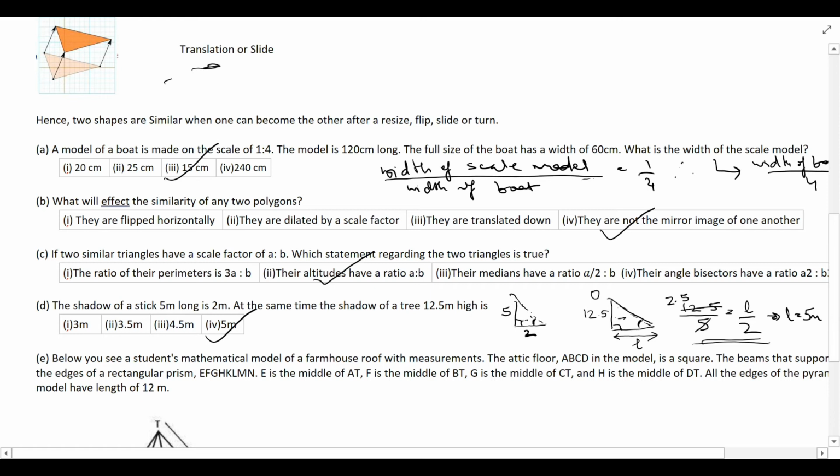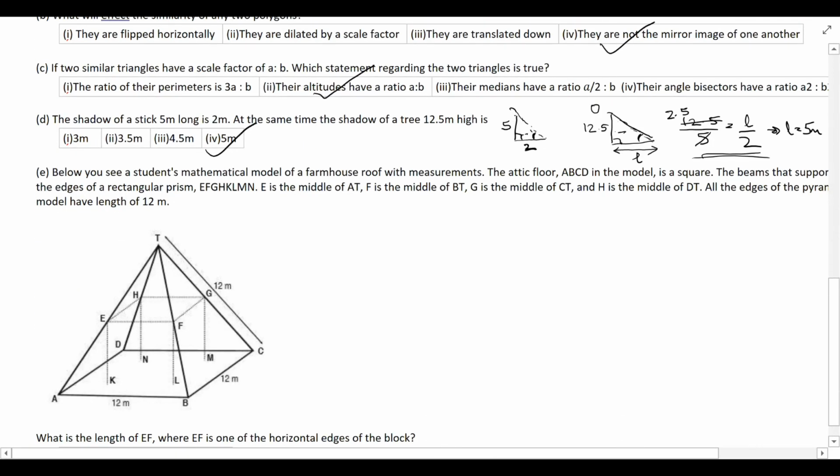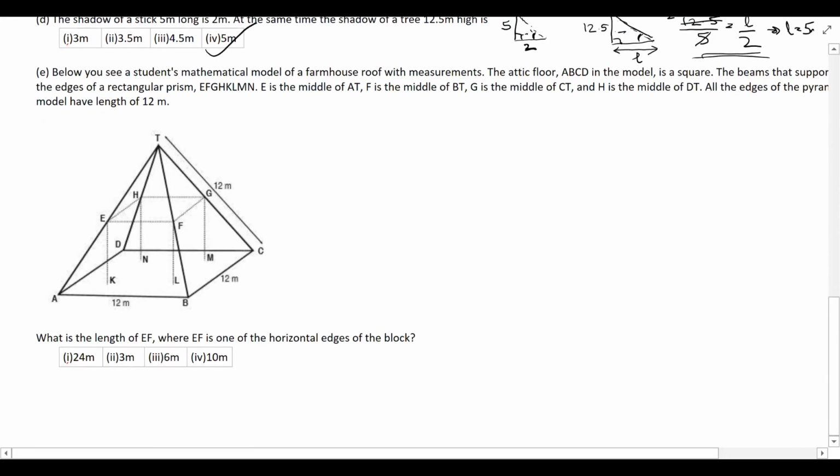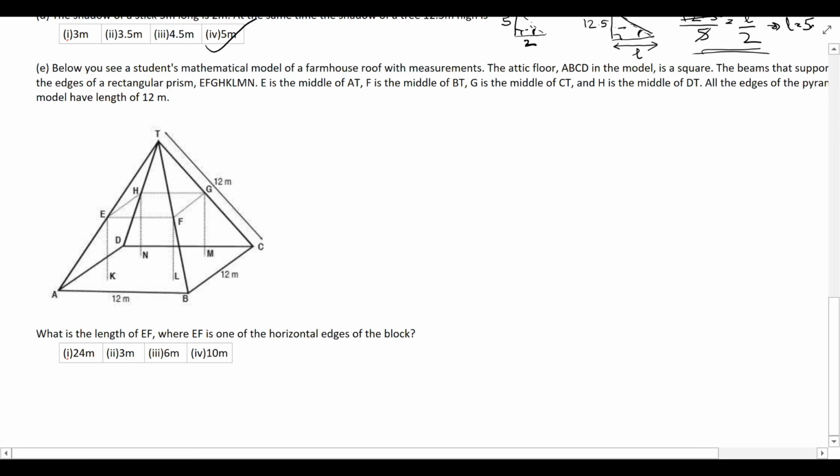Okay, E part. Below you see a student's mathematical model of a farmhouse roof with measurements. The attic floor ABCD in the model is a square. The beams that support the edges of the rectangular prism EFGHKLMN. E is the middle of AT, F is the middle of BT, G is the middle of CT, and H is the middle of DT. All the edges of the pyramid in the model have length of 12 meters. All the edges are 12 meters. What is the length of EF, where EF is one of the horizontal edges?